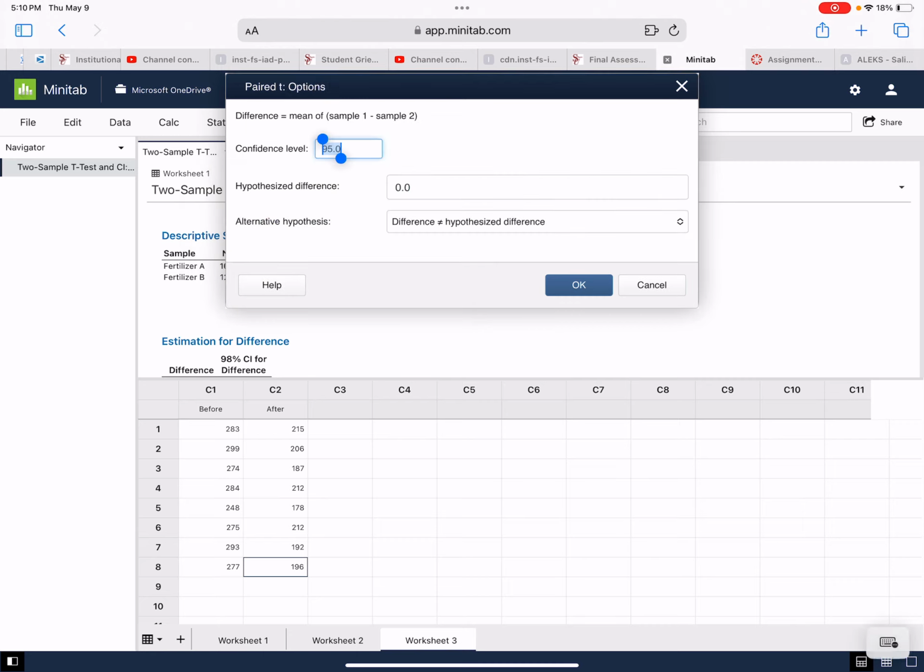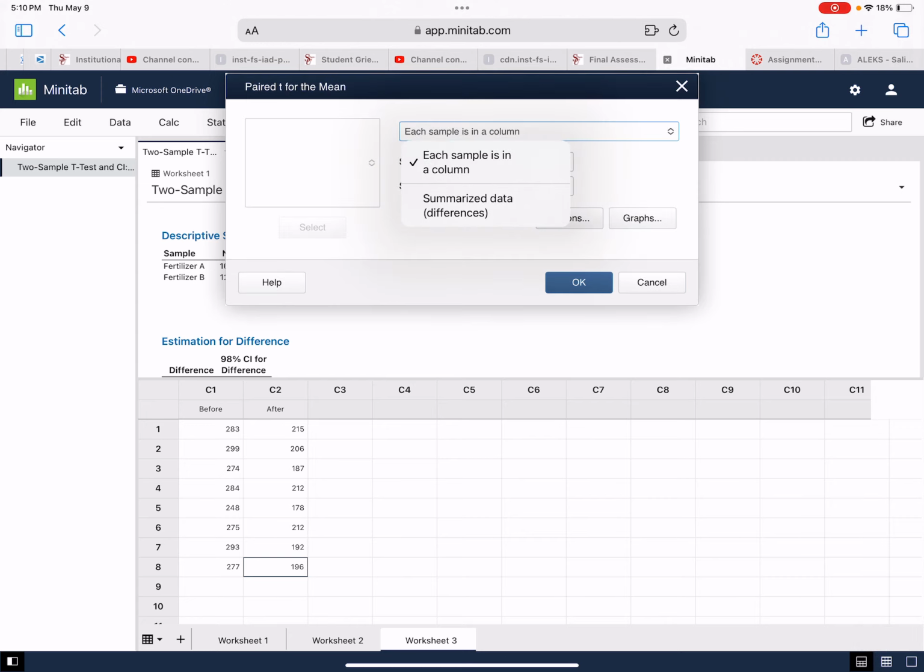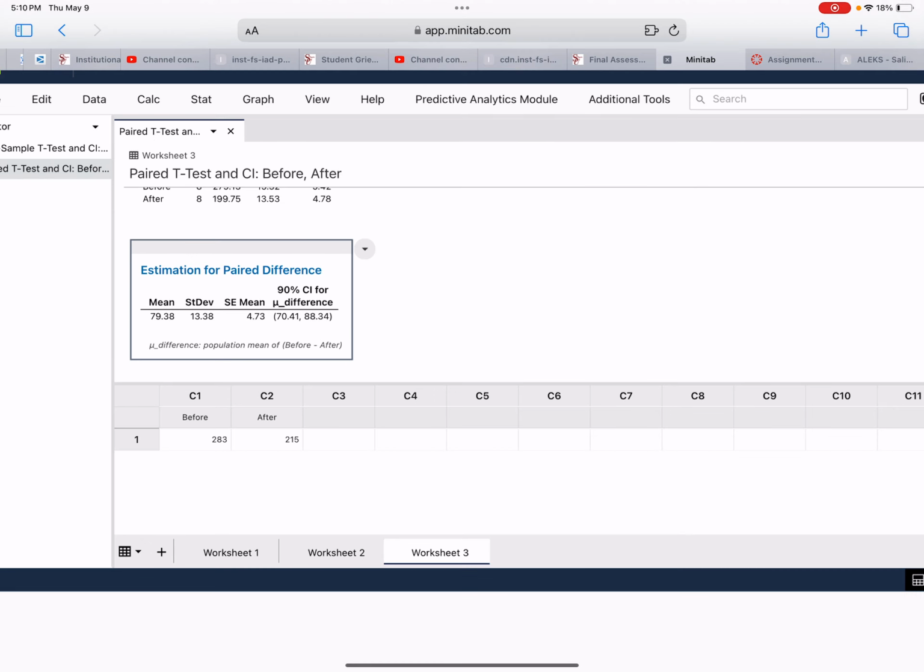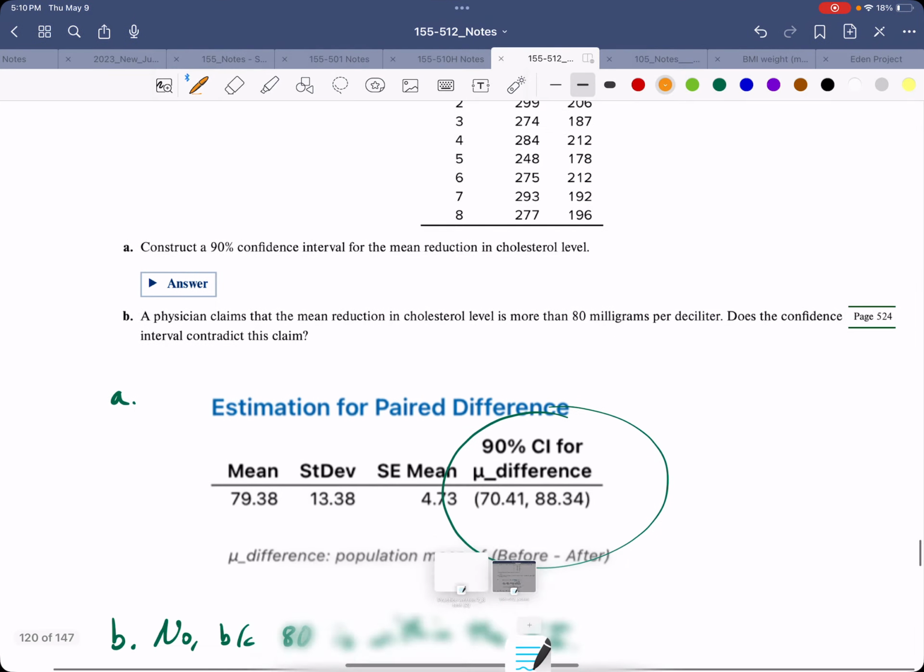Before, after, options. Again, make sure that that is 90%. Leave everything else the same. And voila, there we go. Right, 70.41 to 88.34, and sure enough, that's what we had in our notes.